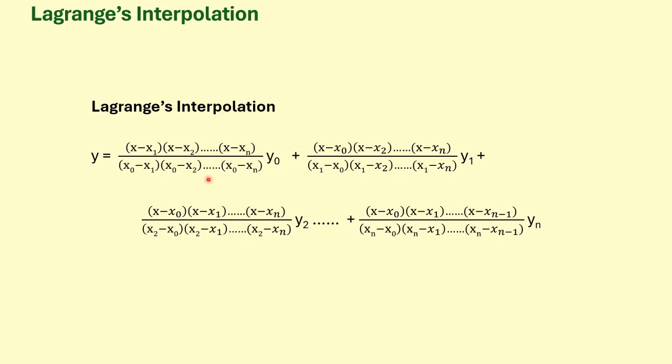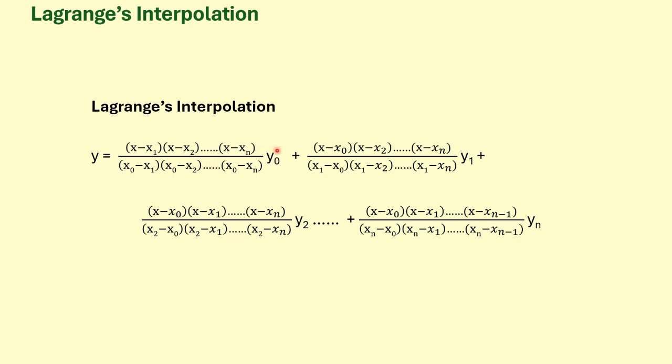Similarly in the denominator, this term is y naught, so we'll take the x naught value, and that value only we'll be using for subtraction. So x naught minus x1, x naught minus x2, x naught minus xn, and so on. Here x naught minus x naught, that value we are not taking, we'll skip it.